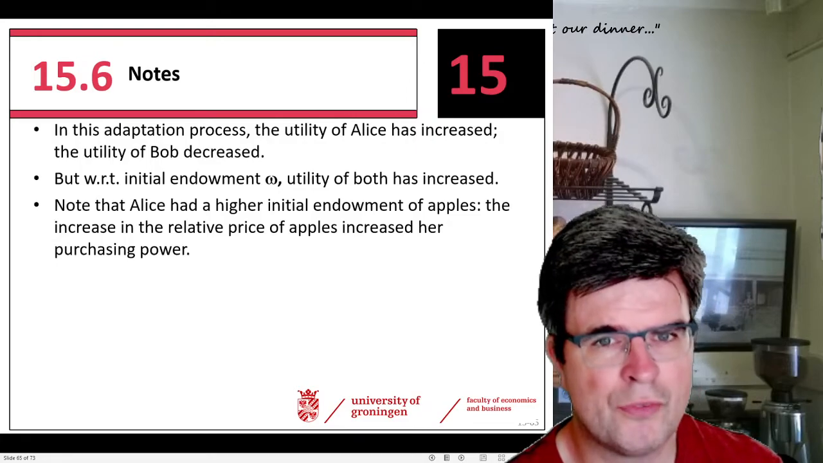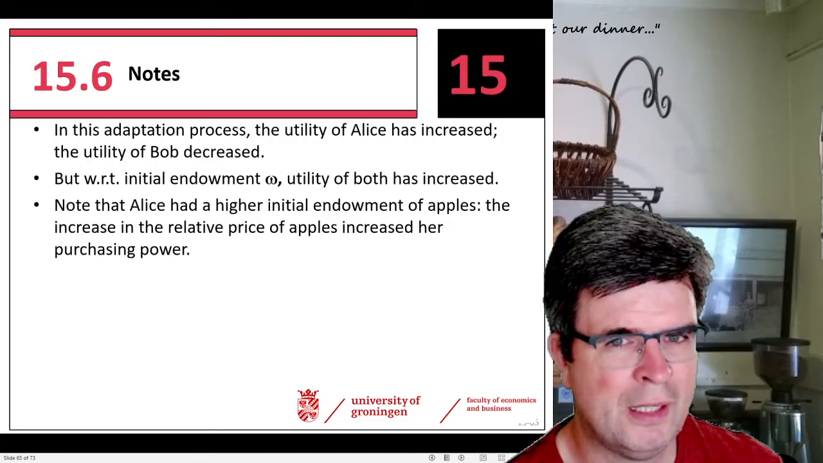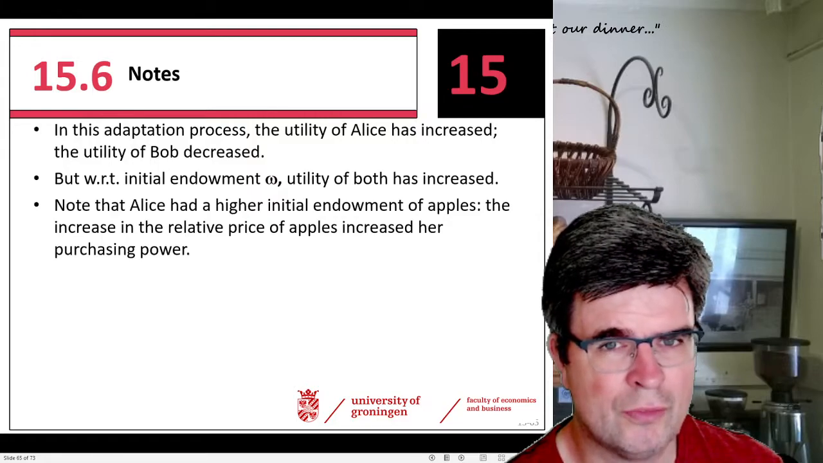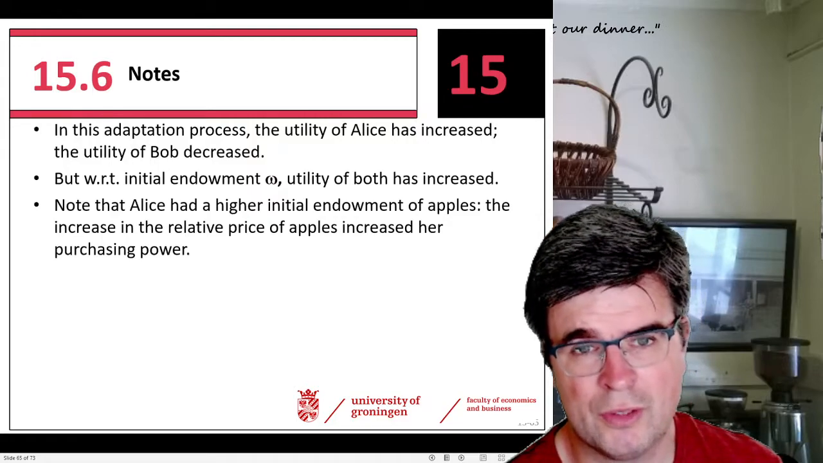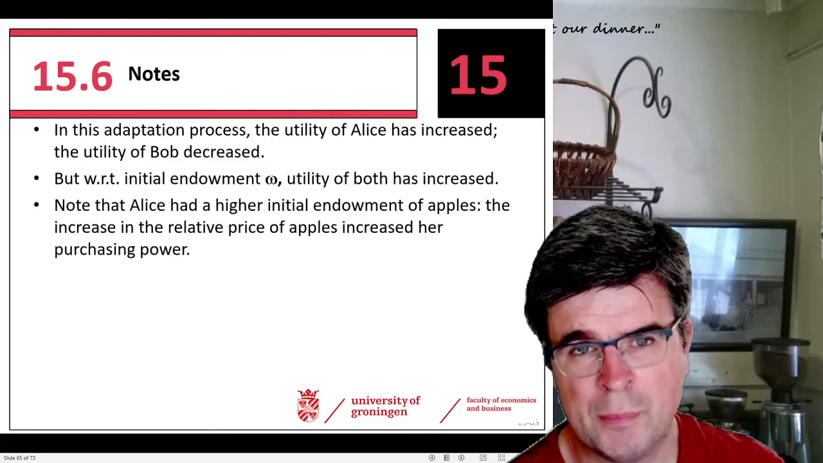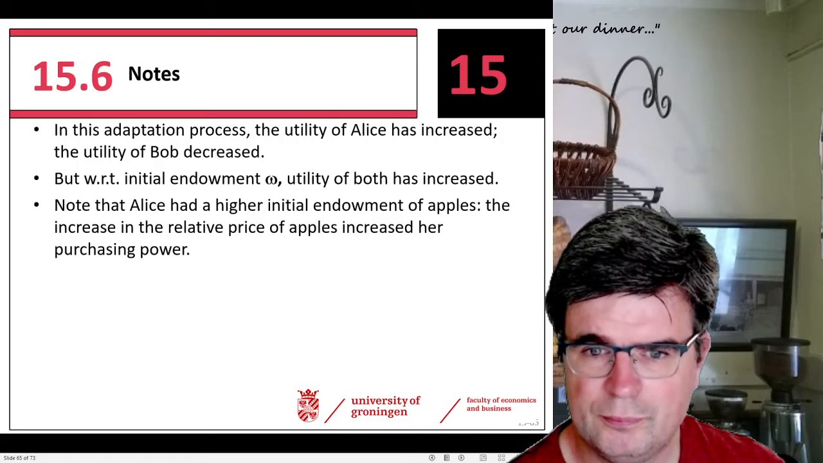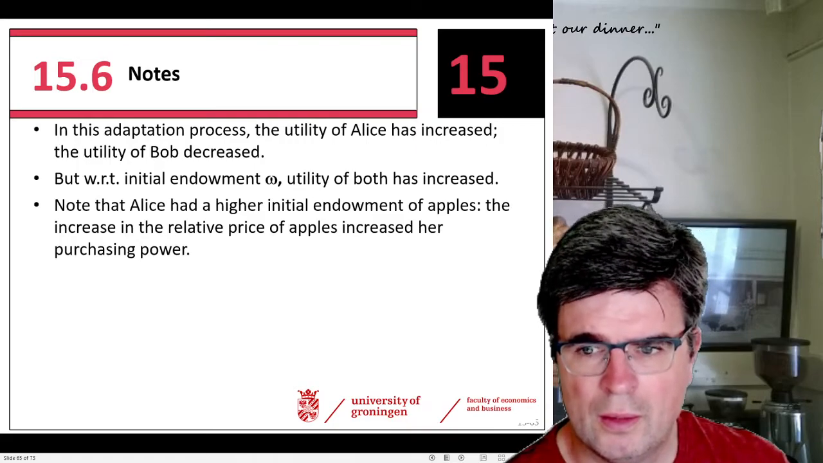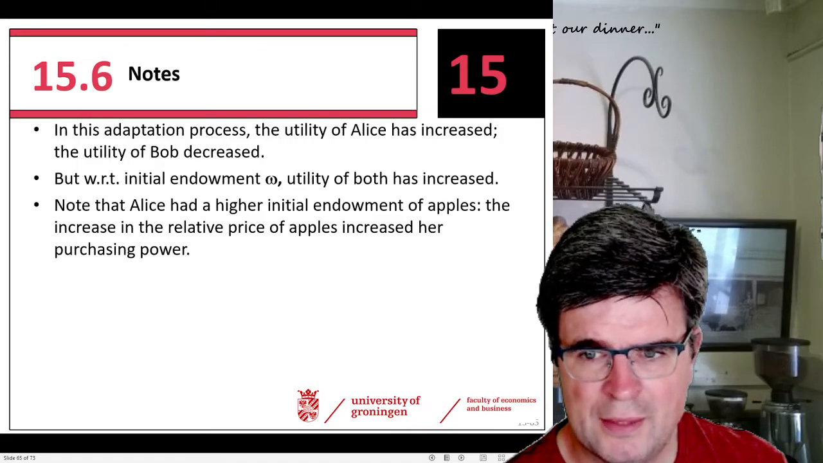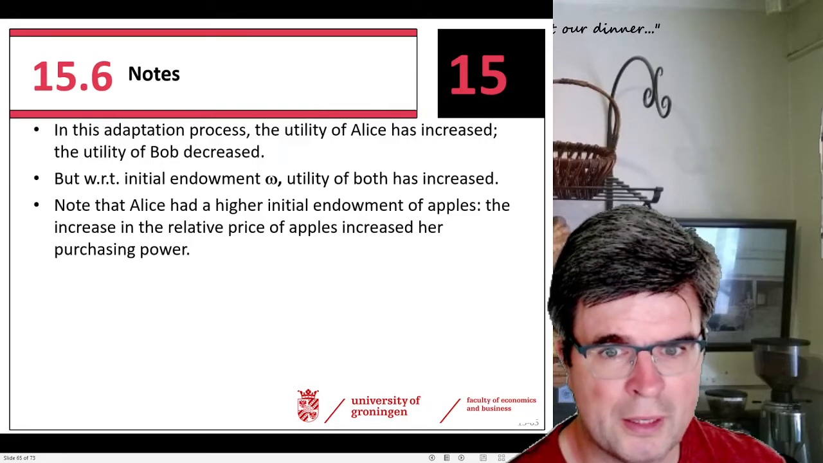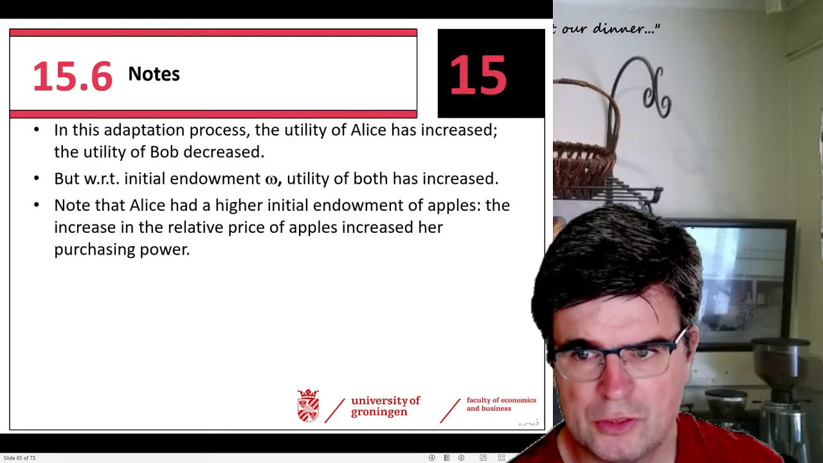They also traded of free will, so of course they would never change their allocation. They will never go away from the initial endowment if that would make them worse off. And as said, Alice had a higher endowment of apples, so the increase in the relative price of apples increased her purchasing power.